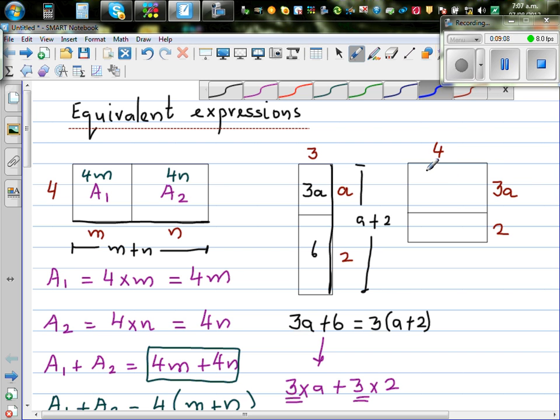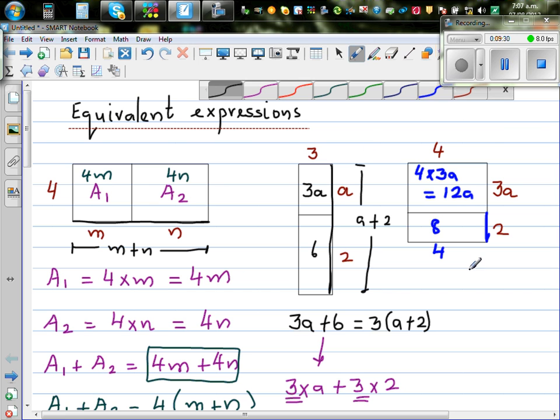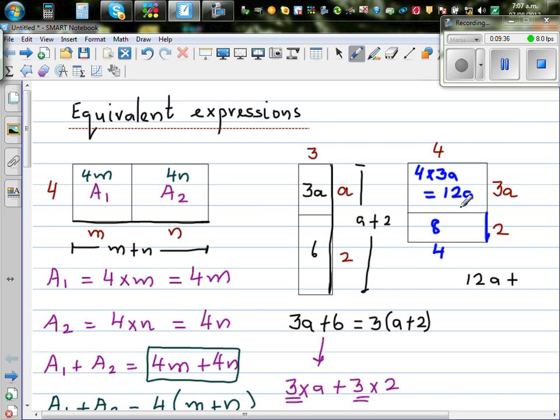So the top rectangle is 4 times 3a. Let me write it like this. This is 4 times 3a, which is nothing but 12a. And the bottom rectangle is base times height. Your height here is 2 and the base is 4, so the area is 8. So the area in this case will be 12a plus 8.